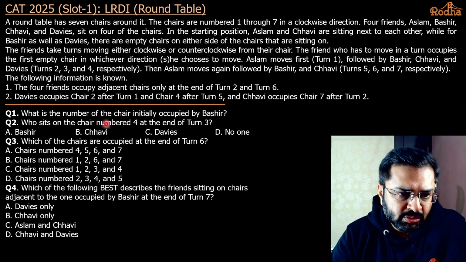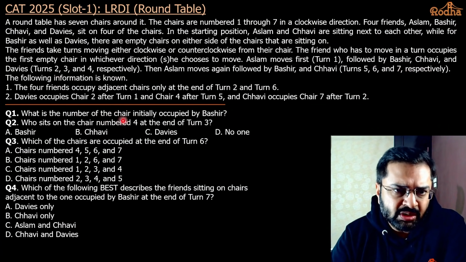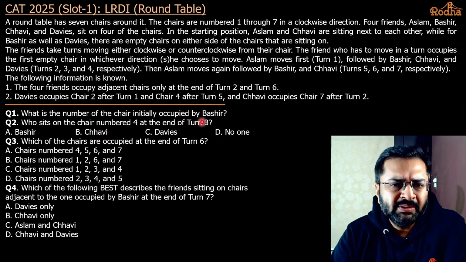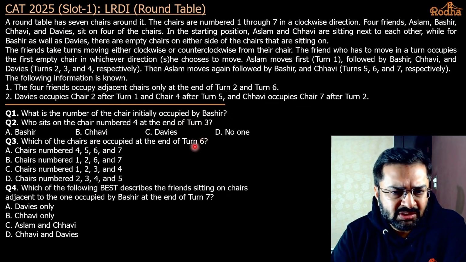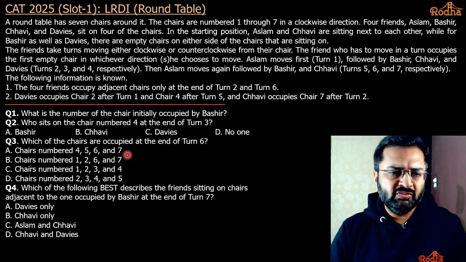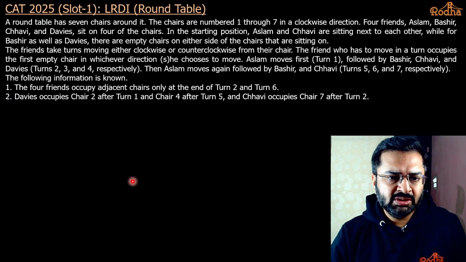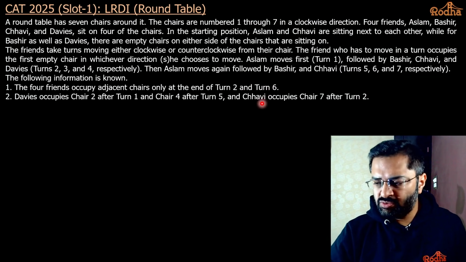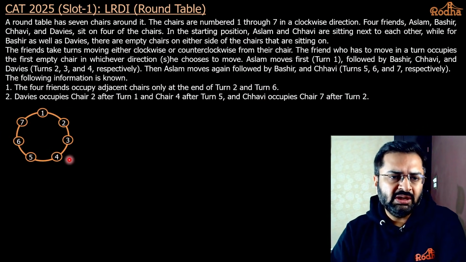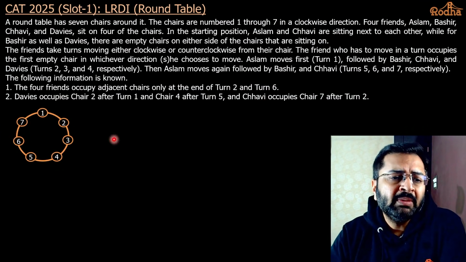Following information is known. The questions are like, what is the number of the chair initially occupied by Bashir? Who sits on the chair? Okay, so again, we'll have to track the turns. It doesn't look too difficult. This is about turn 3, this is turn 6, turn 7, and this is about the initial arrangement. We cannot answer these questions without making something. So if you've done this, make a small circle kind of a structure and we can do this.